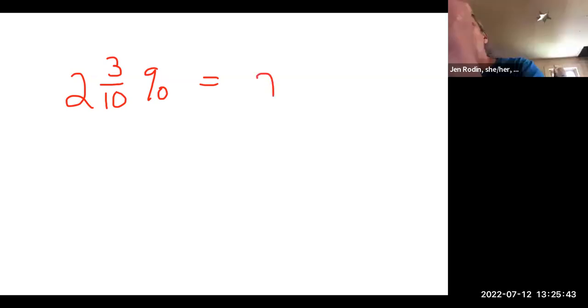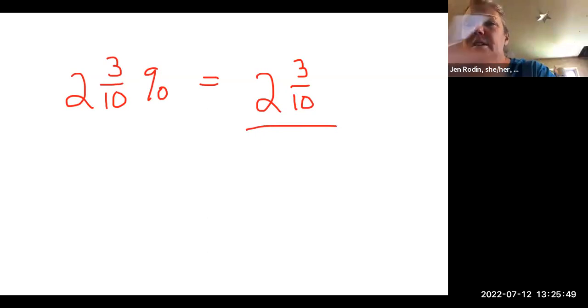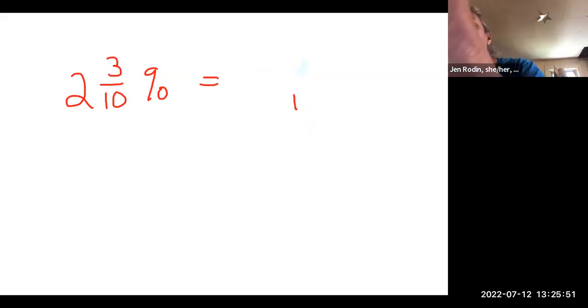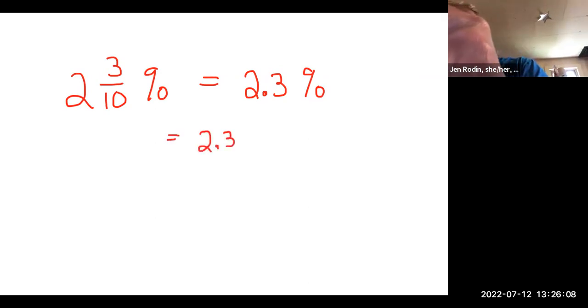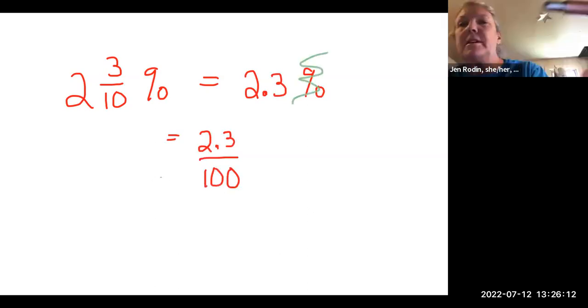Okay, so this is kind of the same steps that I was just doing before. Oh, wait a minute. There's an easier way for this one because it's in tenths. 2 3/10 would be that percent. And then that would equal 2.3 over 100. That's how we can drop off that percent sign as soon as we put that 100 there.